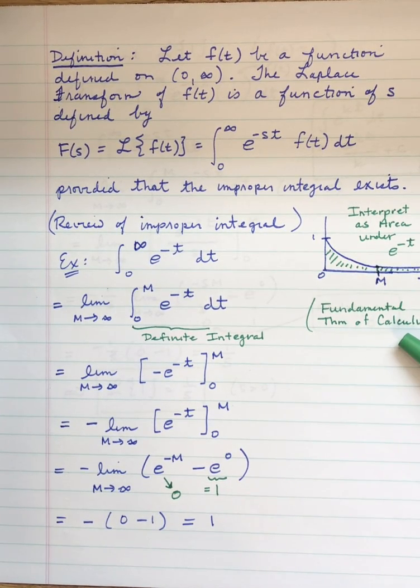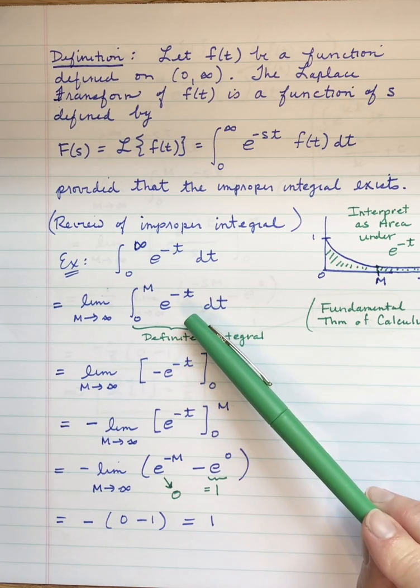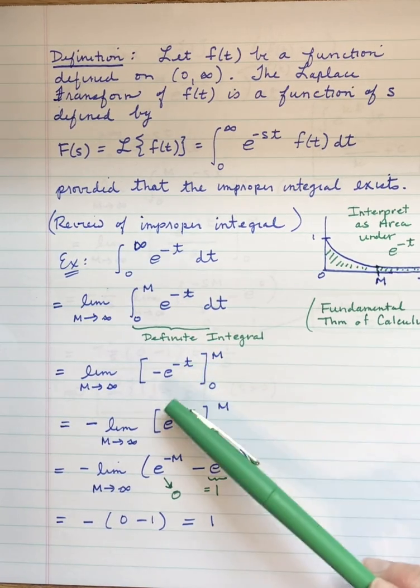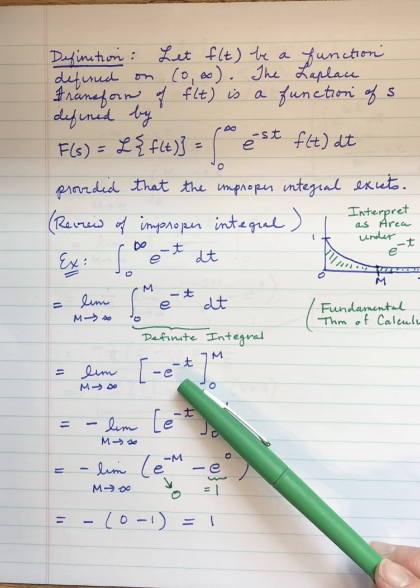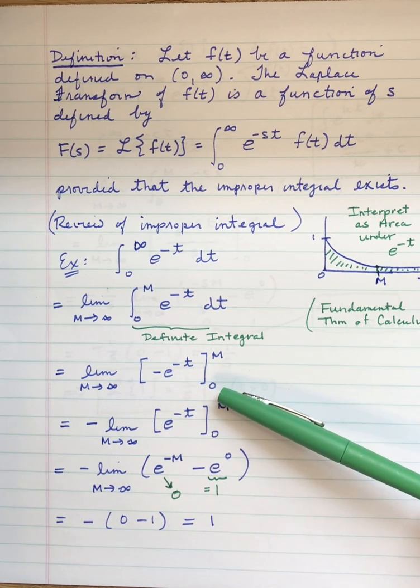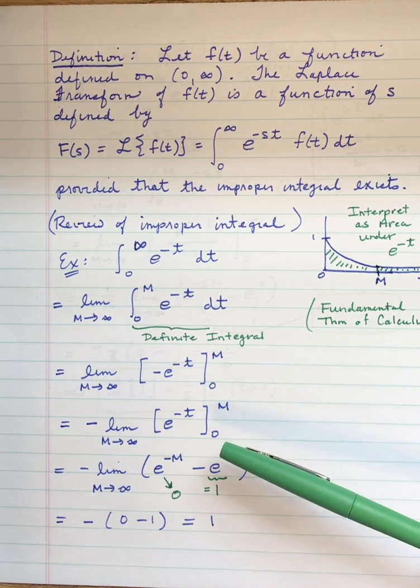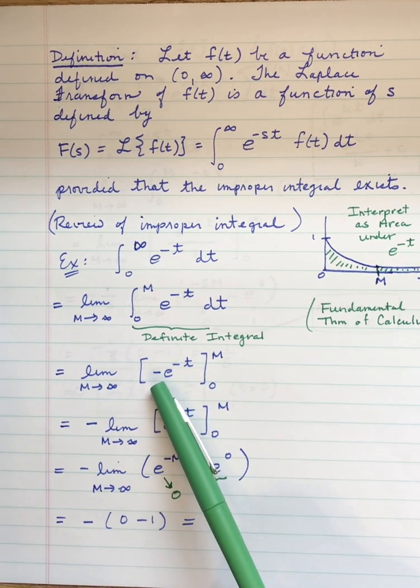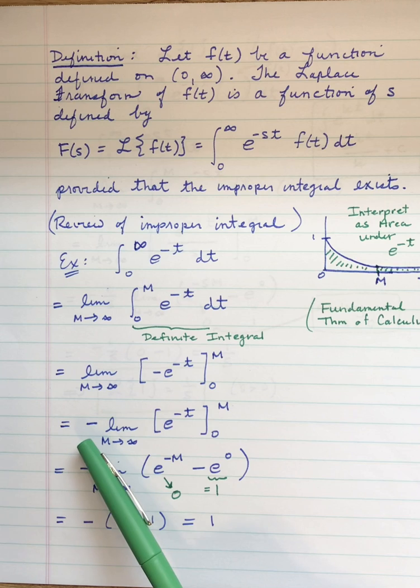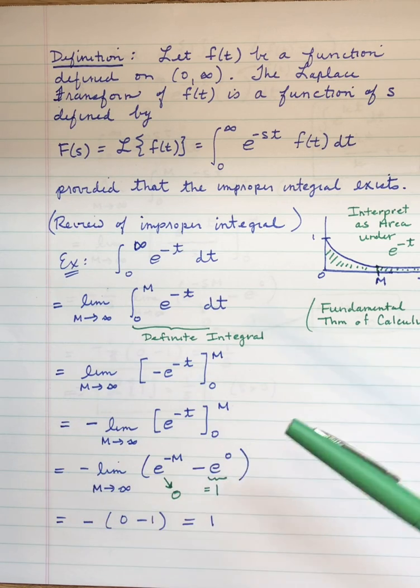So we're really just going to use the fundamental theorem of calculus. The antiderivative of e to the minus t is the negative of e to the minus t, and we're going to evaluate it from 0 to M when we plug in. And before I do that, if I have a negative sign here, I like to pull that negative sign out in front so I don't worry about it until the end.